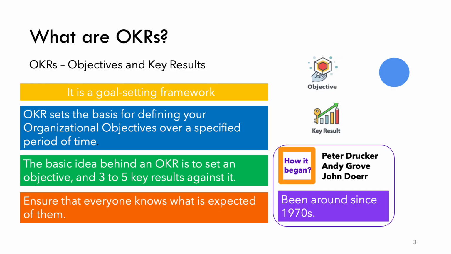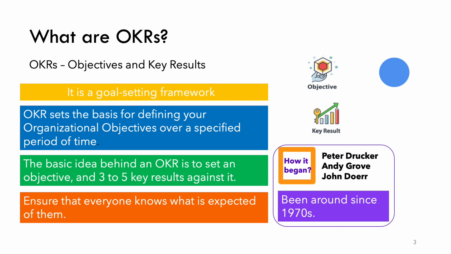What are OKRs? OKRs are objectives and key results. It is a goal setting framework. An OKR sets the basis for defining your organizational objectives over a specified period of time, say achieving a revenue target of $1 billion over a period of 12 months. The basic idea behind an OKR is to set an objective and have 3 to 5 key results against it. OKRs help ensure that everyone knows what is expected of them.